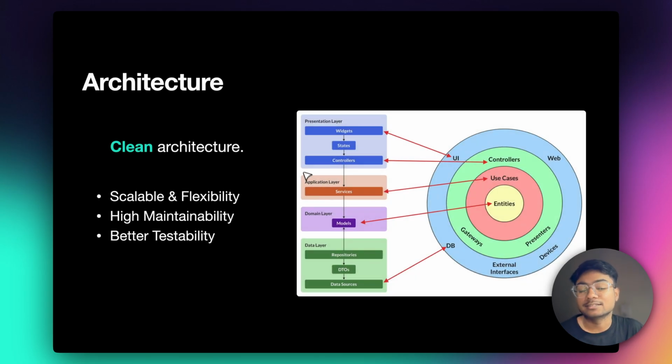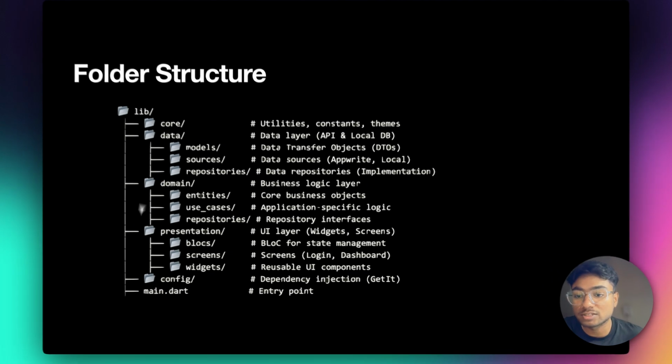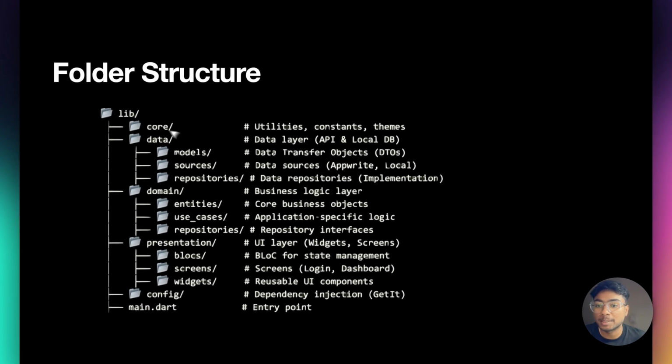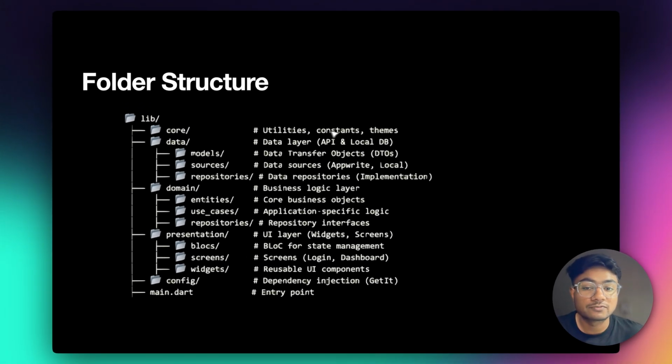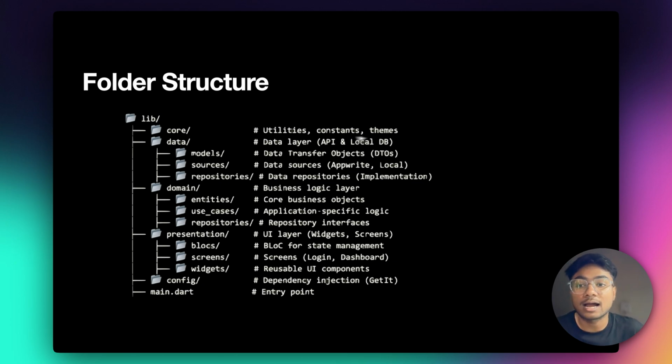So talking about the architecture, I am planning to implement a clean architecture using Flutter BLoC as the ground-level state management. This is how it will work: a presentation layer, a domain layer, and a data layer. The application layer would be included in the presentation layer itself. Here is the folder structure: I am planning to implement a lib folder with core, which will contain utilities, constants, themes, and then the data layer, domain layer, and presentation layer.